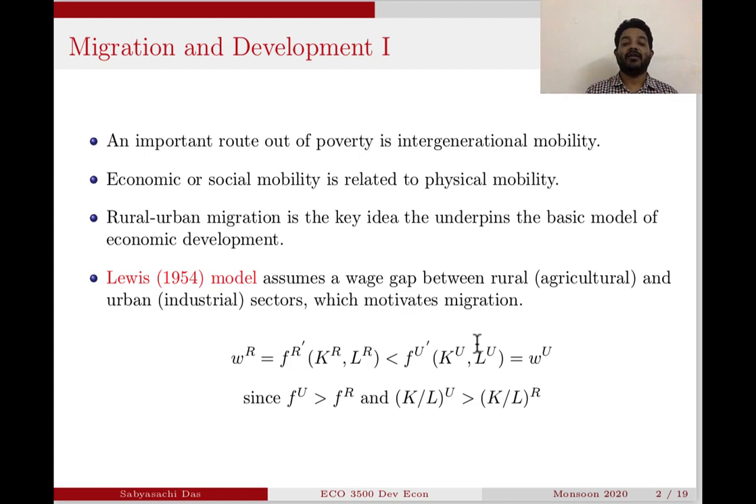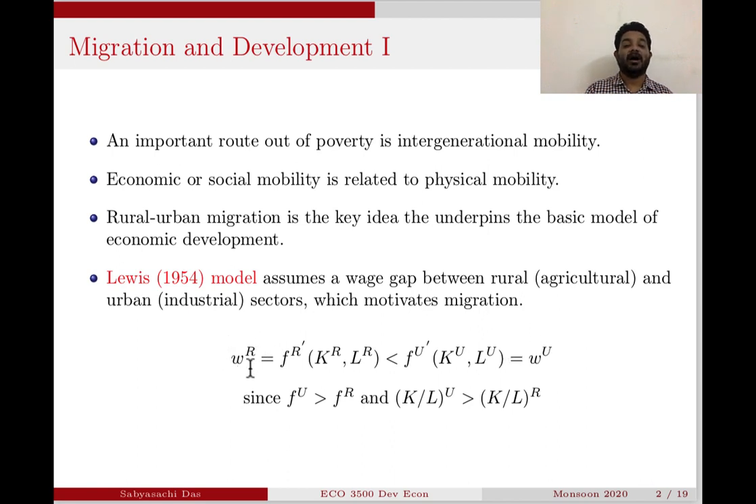And the urban area is similarly determined, which depends on the capital and machinery used in the urban manufacturing sector and the labor present in the manufacturing sector. FU is the manufacturing production technology, and FU prime is the derivative of FU with respect to LU. So it's the marginal product of labor in the manufacturing sector, and that would equal the wage rate WU of the manufacturing sector. People employed in the manufacturing sector get a wage rate WU, which equals their marginal product, which depends on the capital and labor employed there. And WR depends on the capital and labor employed in the rural sector and its production technology. The point is that there is a gap between WR and WU.